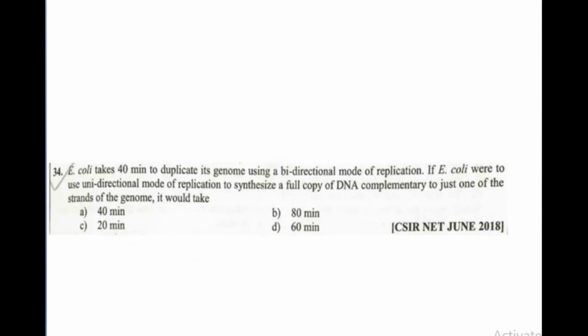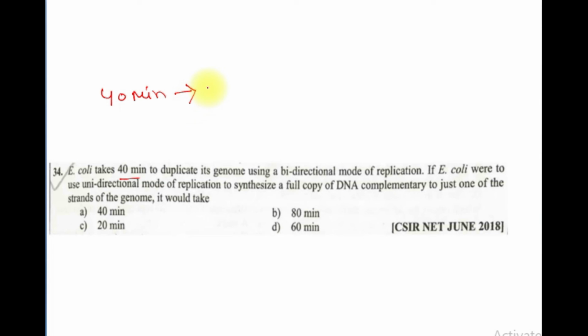Okay. Now let us see the next question. What is given in this question? E. coli takes 40 minutes to duplicate its genome using a bidirectional mode of replication. If E. coli were to use a unidirectional mode of replication to synthesize a full copy of DNA complementary to just one strand of the genome, it would be... It is asking what will be the duration if it is replicating in one direction. It is given that E. coli takes 40 minutes to duplicate.